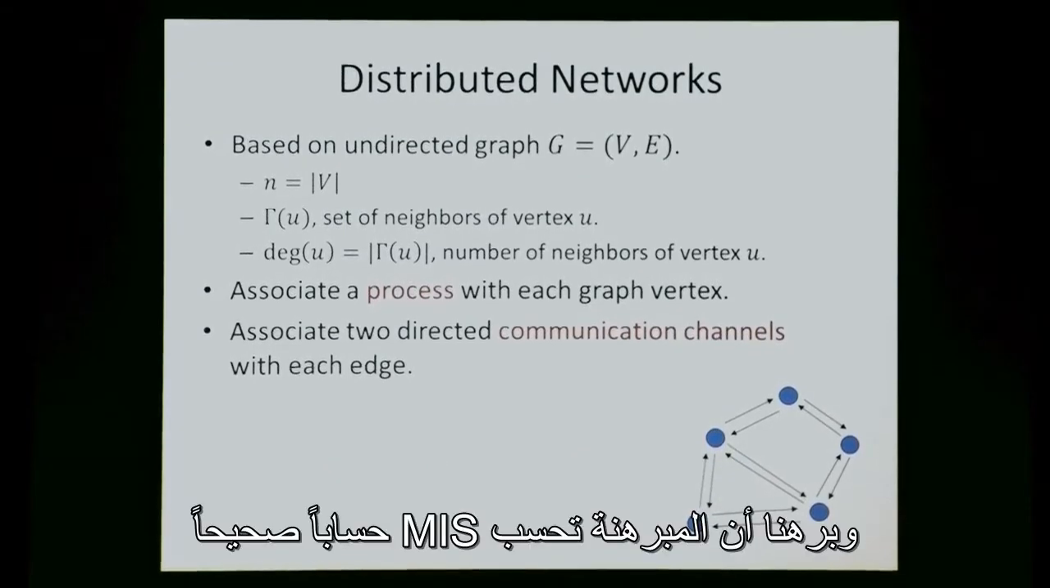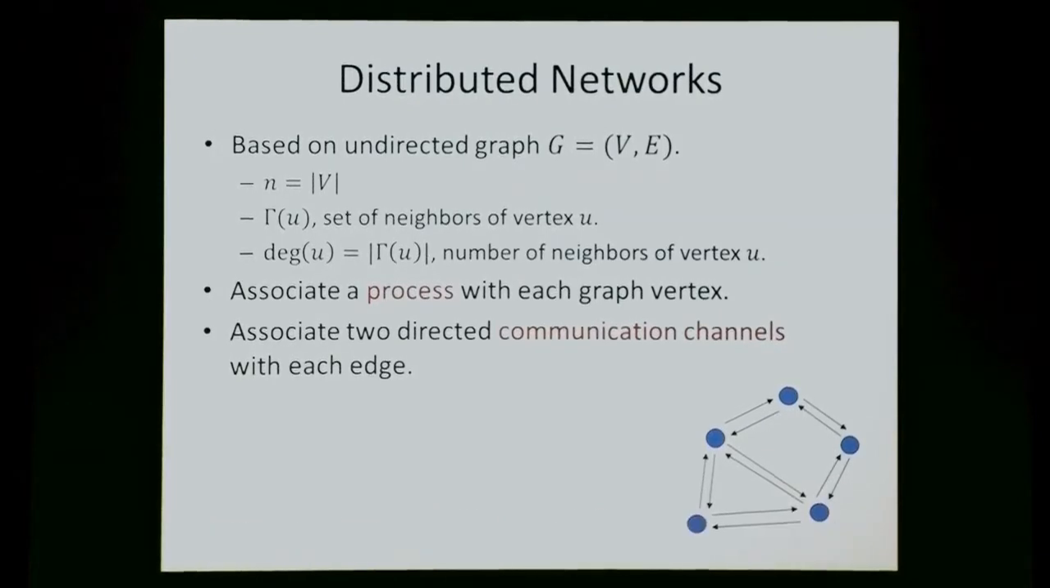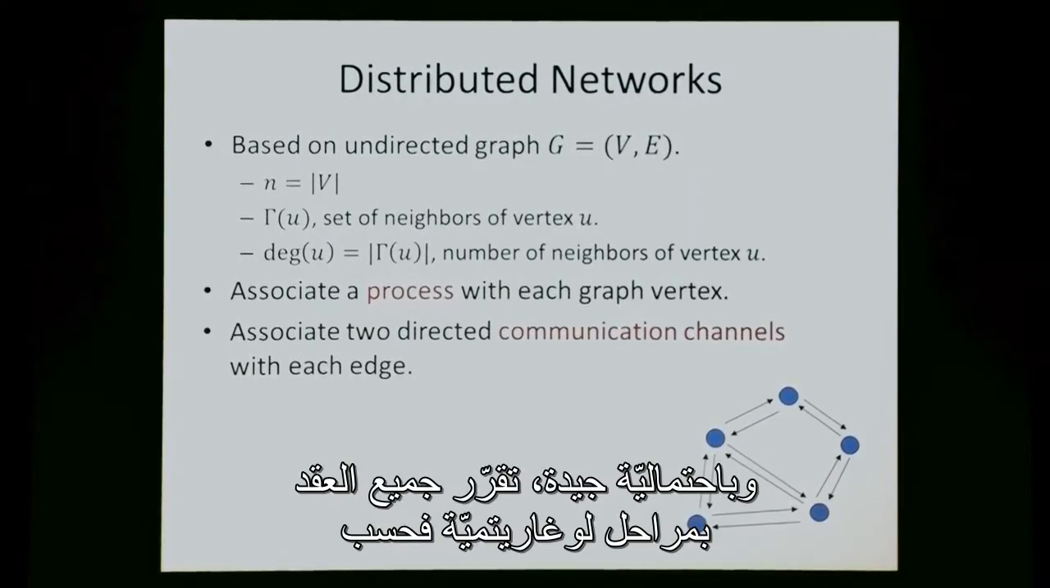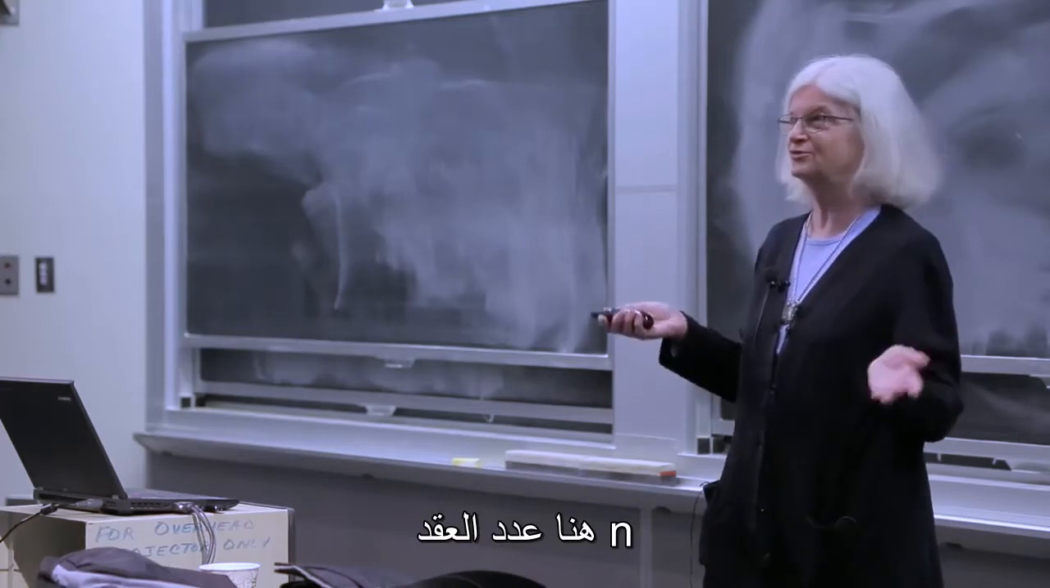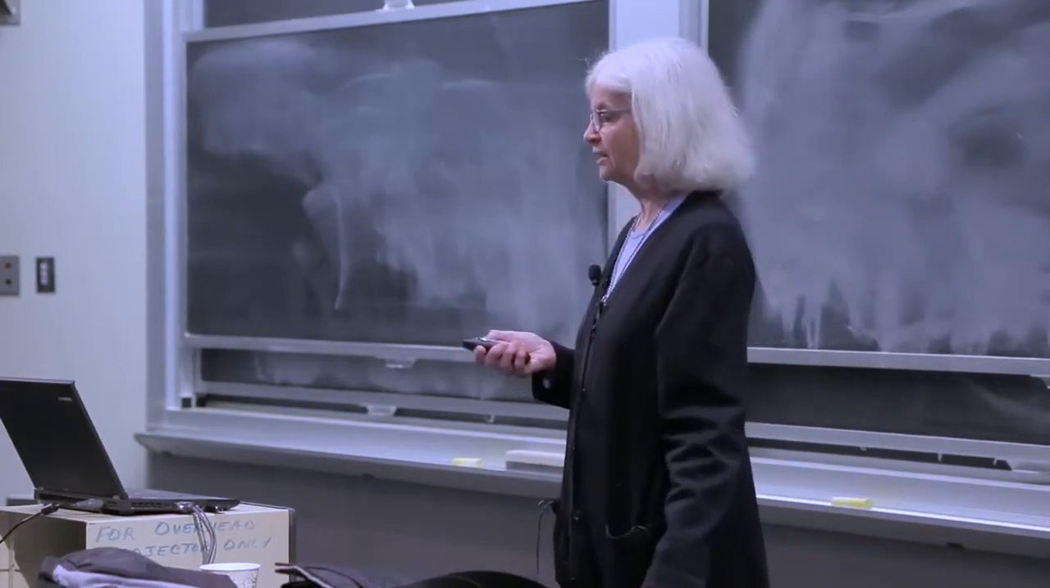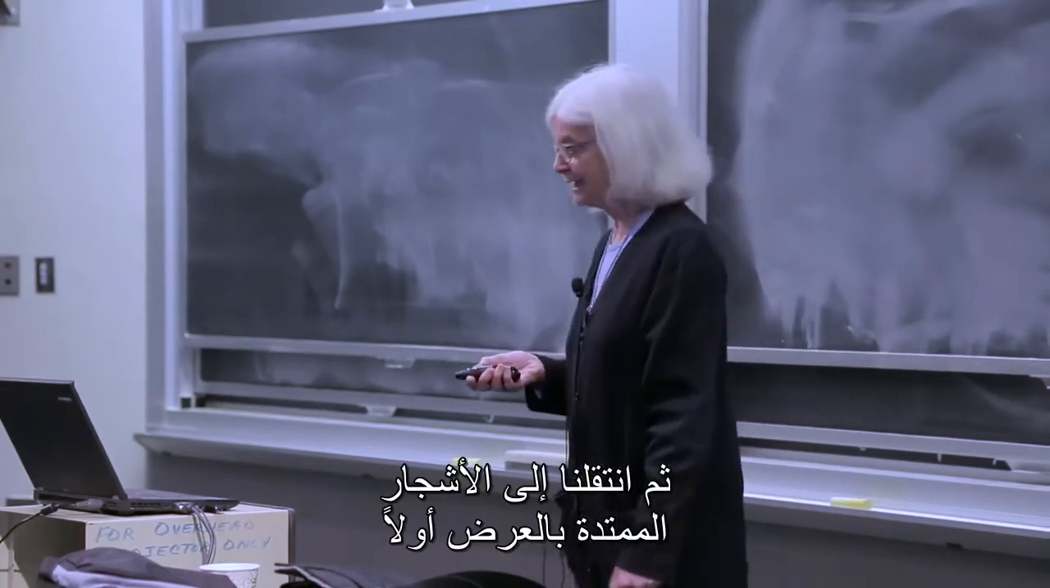Okay, and we proved that the theorem correctly computes an MIS, and with a good probability, all the nodes decide within only logarithmic phases. N here is the number of nodes. Okay. All right, then we went on to breadth first spanning trees.